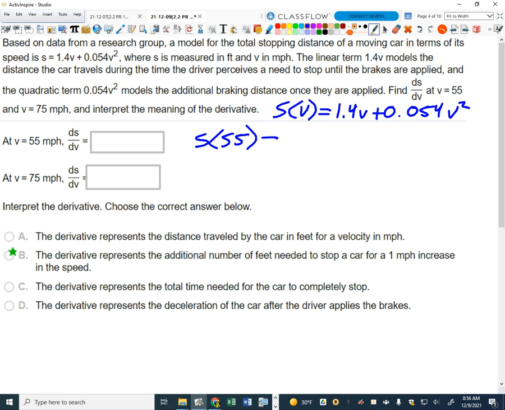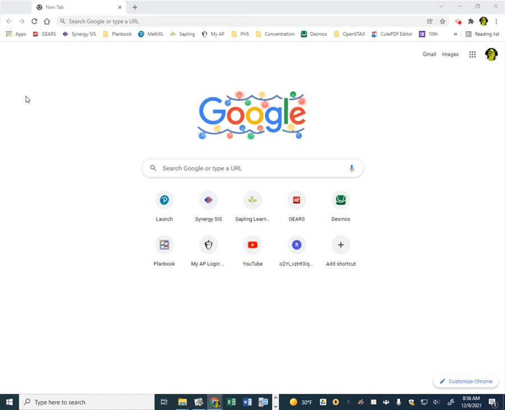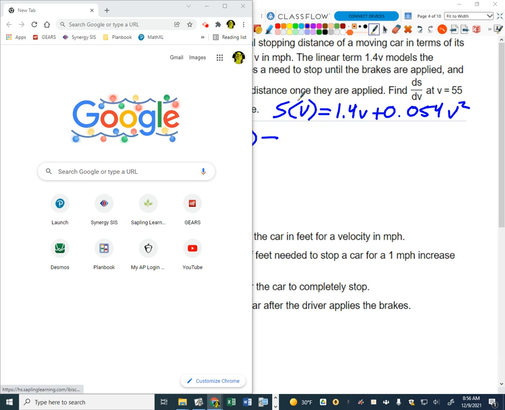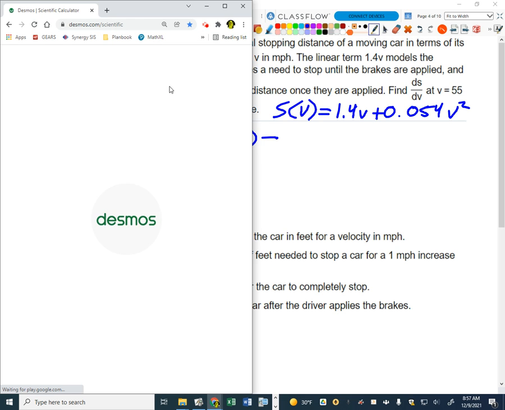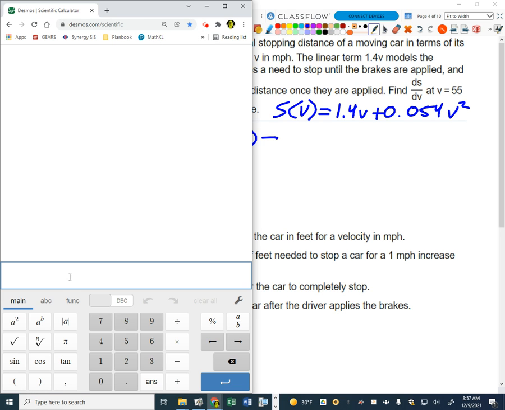Somebody throw that in your graphing calculator for me real quick. Or I'll tell you what, I'll remind you about how to use Desmos for this. You can either use graphing, it doesn't matter which one you have. It's either graphing or scientific. You can do the same thing in either one. I've got the scientific here. Remember how to do this.